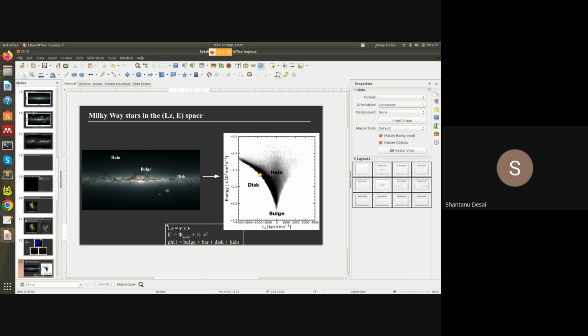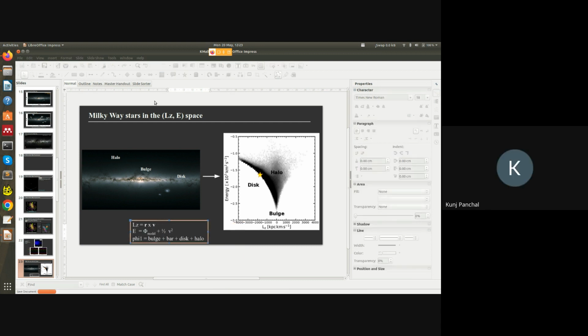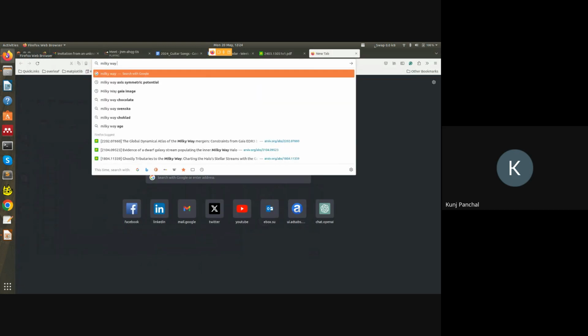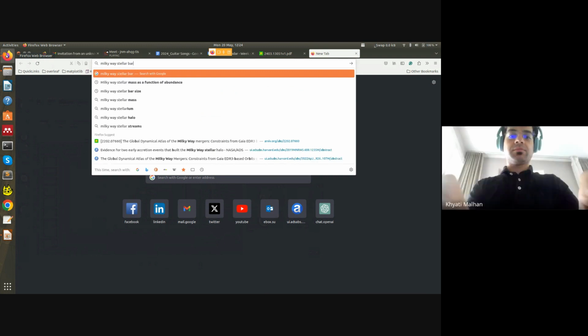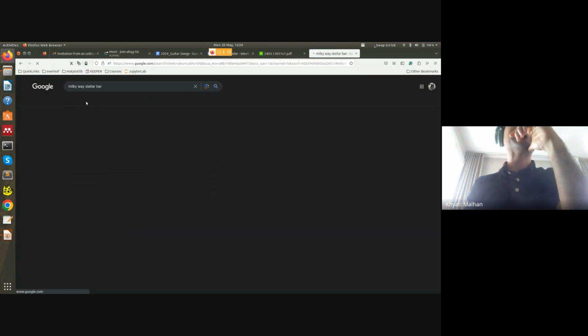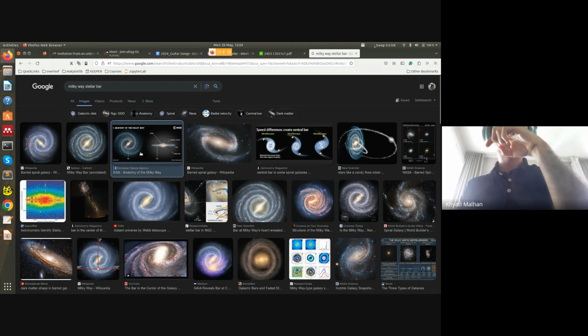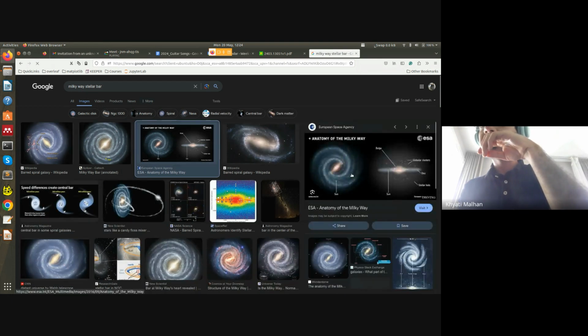Yeah, Kunj. What does the bar mean? Sorry? Like for the phi, you have done it as, I think that's the baryons, I think. No, okay, so bar means, so the Milky Way actually has a bar at the center, right? So many studies have shown this. Can you see my images of this from Google?